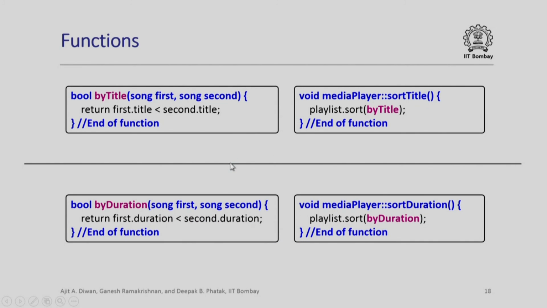The remaining functions are very straightforward. So, if I have, let us say, by title I want to sort something. So, here I have playlist dot sort by title, and you will notice that by title is here. So, it will return first dot title less than second dot title. So, this is the kind of comparison that is being made for sorting this. Exactly the same sorting is implemented here when I want to sort by duration. Here I have by duration instead of by title, which will implement exactly the same logic for duration.